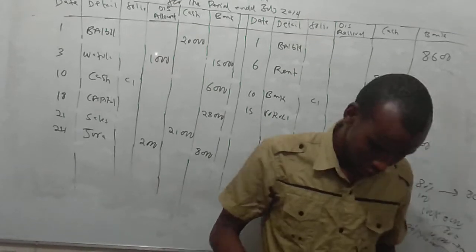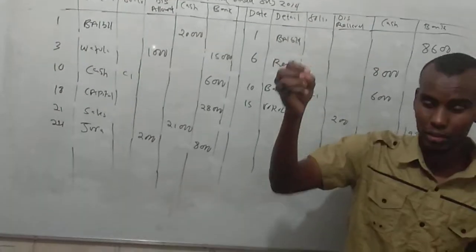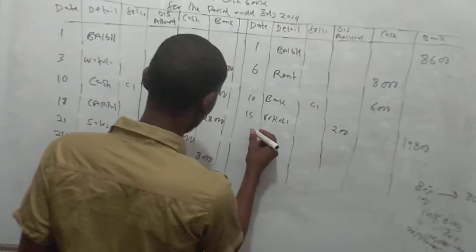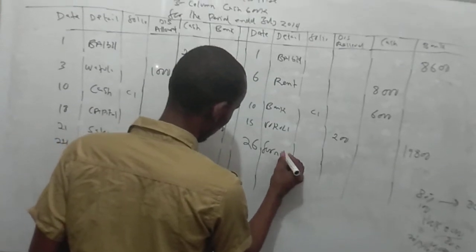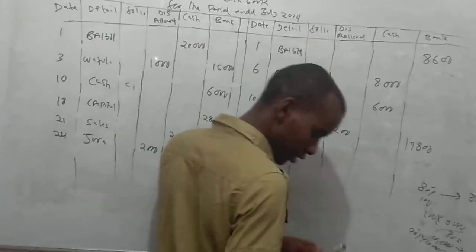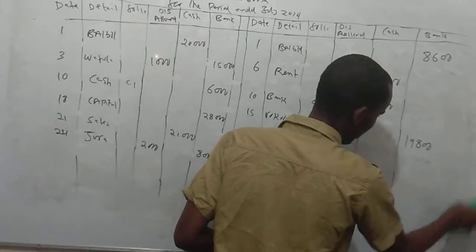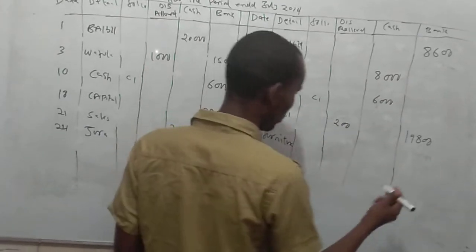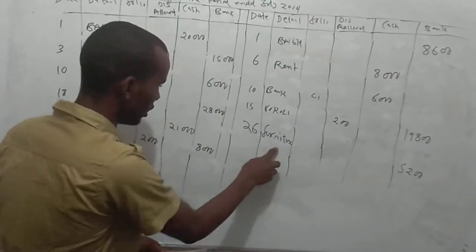Next is 26th. Purchase furniture of 5,200 paying by check. We purchased the furniture, and we are paying money, so that is a payment. The date is 26th. We purchased furniture of 5,200. We paid by check. Furniture.